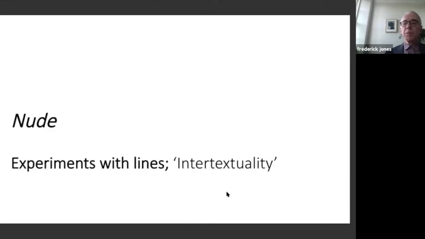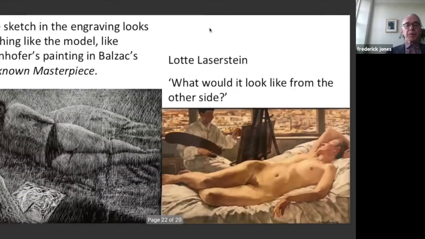Okay, some nudes, and this is, I guess, a subject matter in which I do particularly experiment with lines and approaches to lines, but there's also more intertextuality. Okay, this is quite complicated. The wood engraving on the left, again, has an element of blurriness in the design. That is made entirely of straight lines, with the exception of the sketch that you can see in the engraving. So you look at the sketch in the engraving at the foreground, it looks nothing like the model at all.